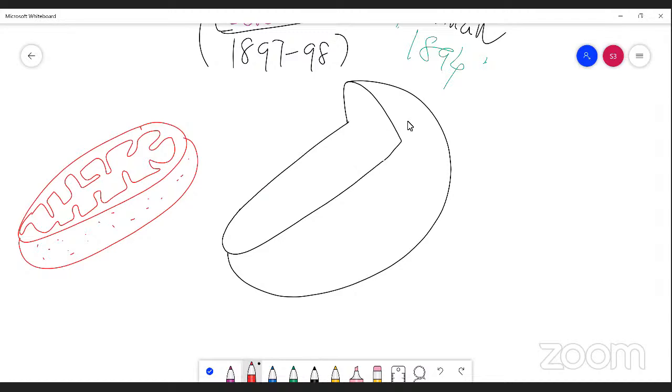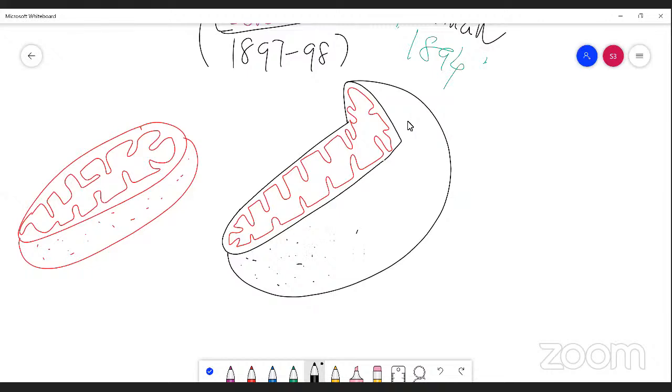It consists of two membranes, the outer membrane and the inner membrane. The outer membrane is very smooth in nature. Its surface is very smooth. And the inner membrane is an infolding-like structure, right? When you take a part of the mitochondria, you can see this is the mitochondrial structure, right? You can take any one diagram, either this or that.